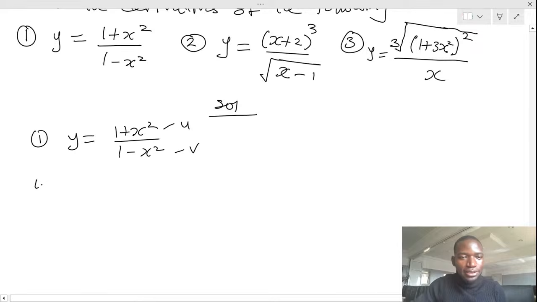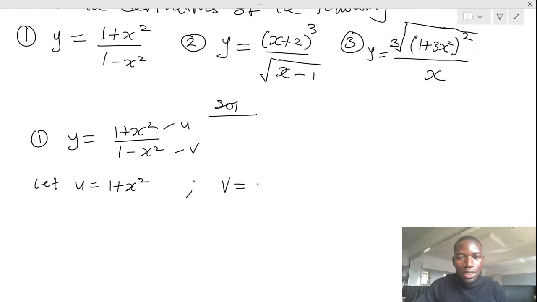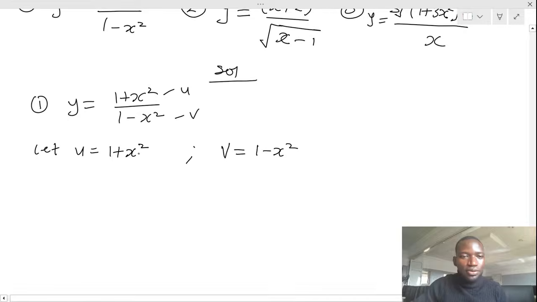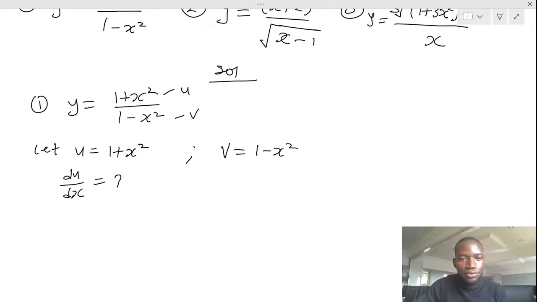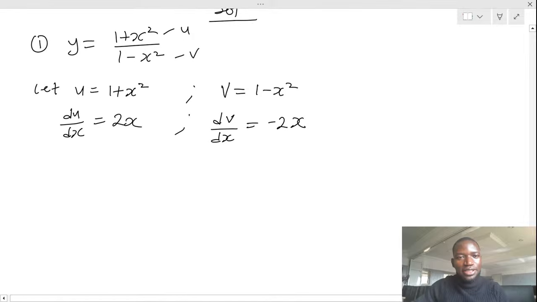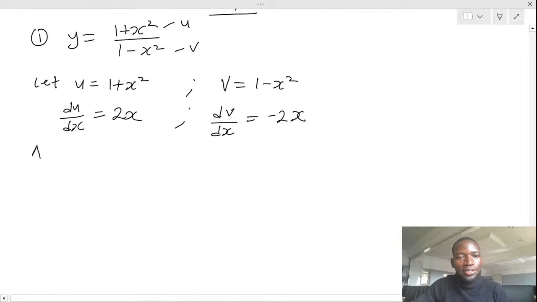So let's go. Let's say let u be equal to 1 plus x squared. At the same time, let v be equal to 1 minus x squared. Then the next thing is you're going to differentiate u with respect to x. If you differentiate u with respect to x, 1 is going to give us 0, then x squared will give us 2x. And if you differentiate v with respect to x also, 1 is going to give us 0, and this is going to give us minus 2x. So when you're done with this process, then the next thing is to apply the formula.